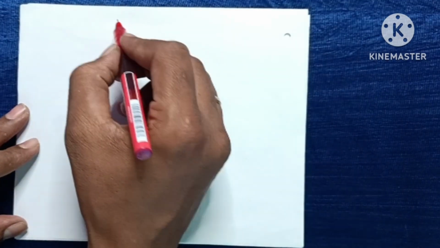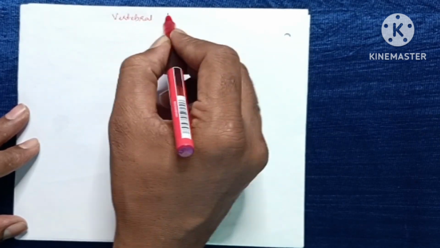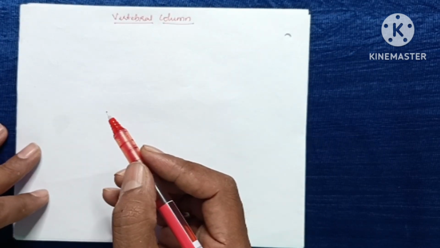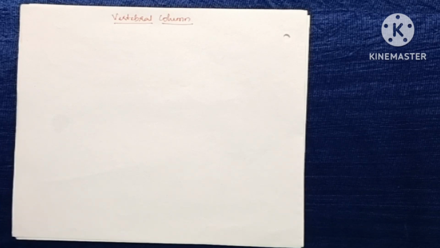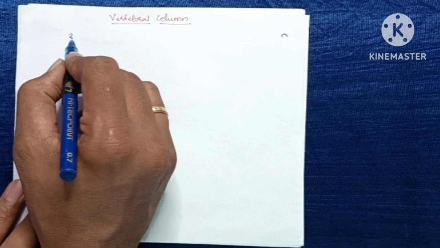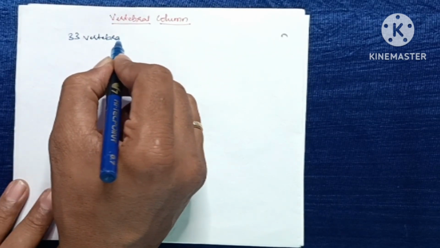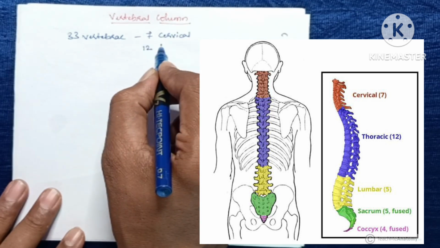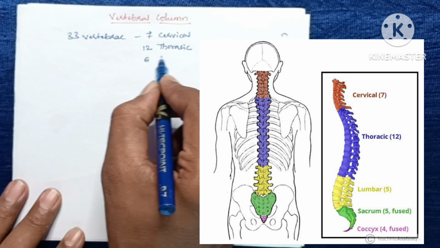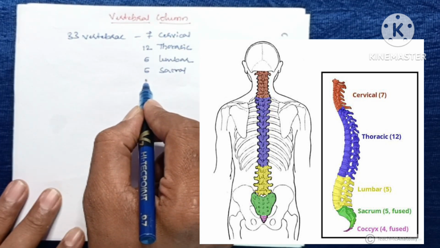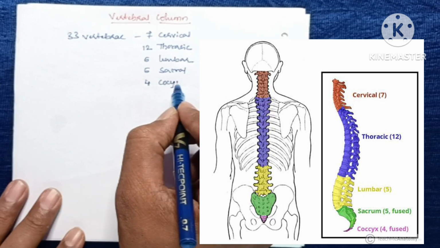Now we shall discuss how to explain the vertebral column in the exam. There are 33 vertebrae, as we already know. In the whole vertebral column, there are 33 vertebrae. Among these 33, there will be 7 cervical, 12 thoracic, 5 lumbar, 5 sacral, and 4 coccygeal vertebrae.